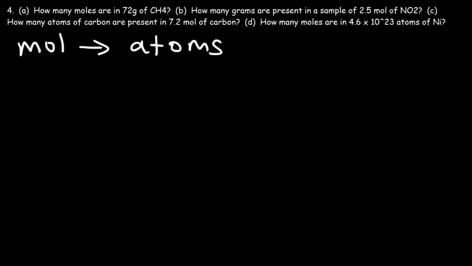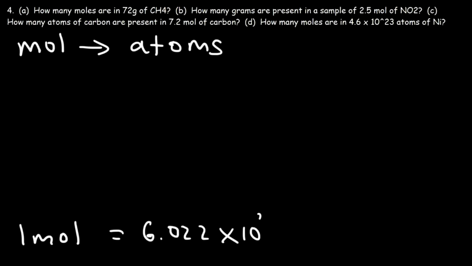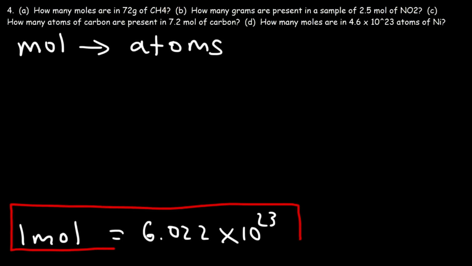If you want to go from moles to atoms or atoms to moles, here's what you need to know. We talked about this earlier. 1 mole of something, it could be atoms, molecules, pens, books, doesn't matter, is equal to 6.022 times 10 to the 23, which you know as Avogadro's number. And so this is the conversion that we're going to use to go from moles to atoms.